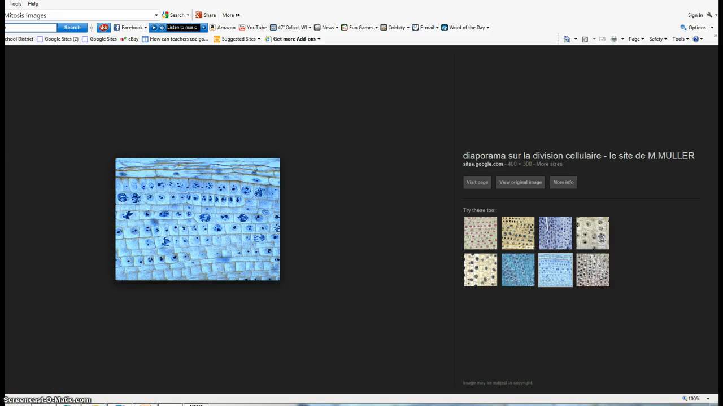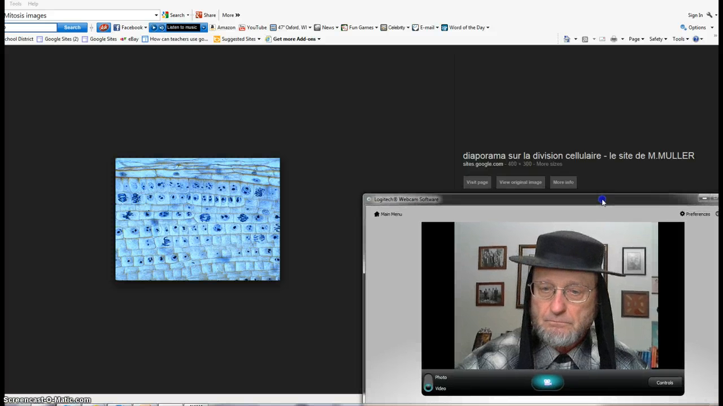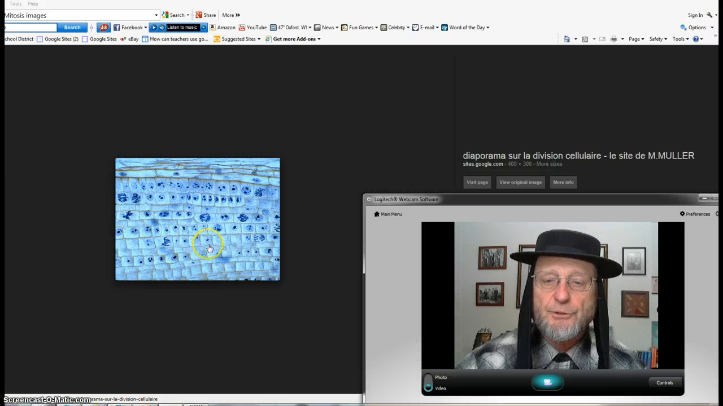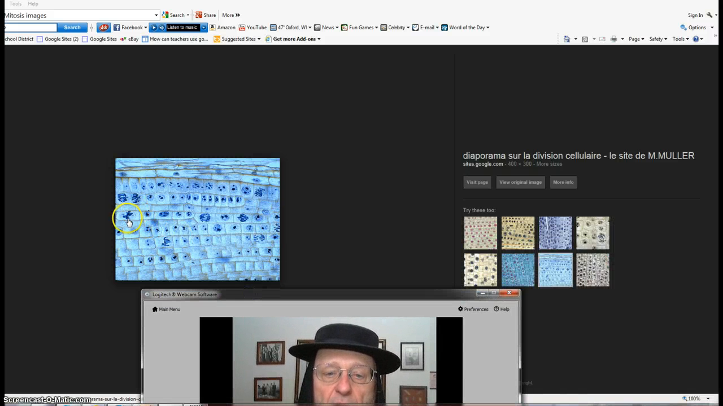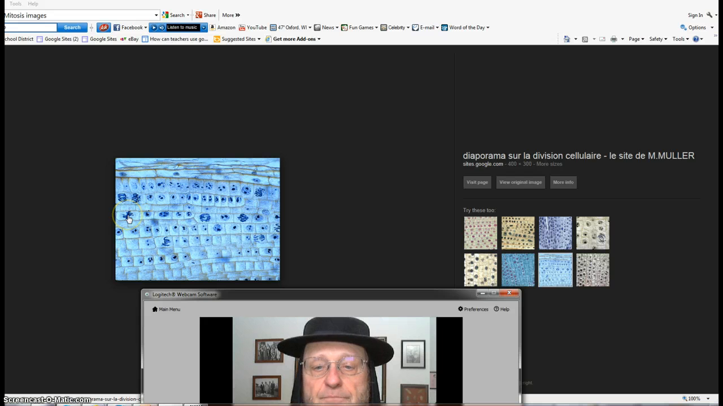Let's take a look at some cells here. Maybe I can get out of the way. This is some onion root cells. And just so that you see, again, here it is. Same slide as we were looking at, actually. And there's lining up on the plate and just finishing metaphase and just starting anaphase. Okay, here we go. Here's cytokinesis starting again. We've got the new nuclei forming.